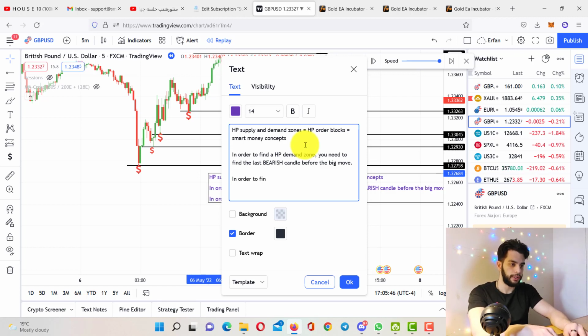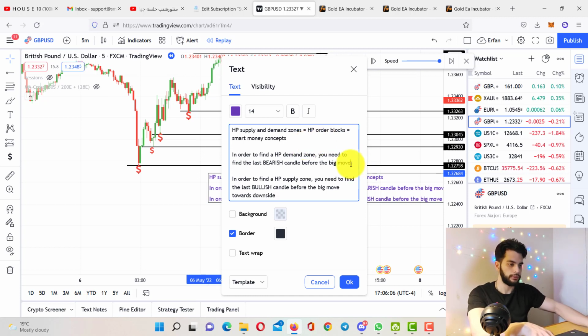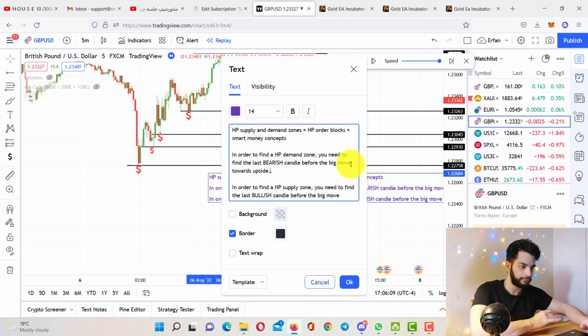In order to find a high probability supply zone, you need to find the last bullish candle before the big move towards downside. This one is towards upside. You know what I'm saying? I'm going to show you with some examples.